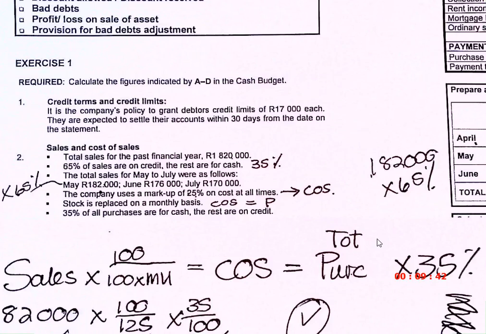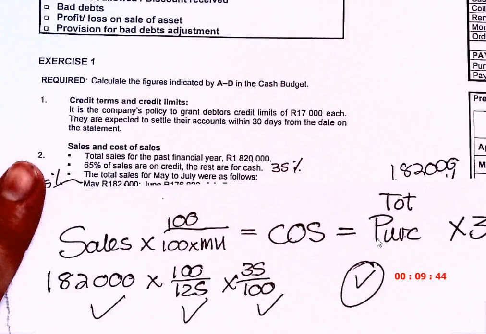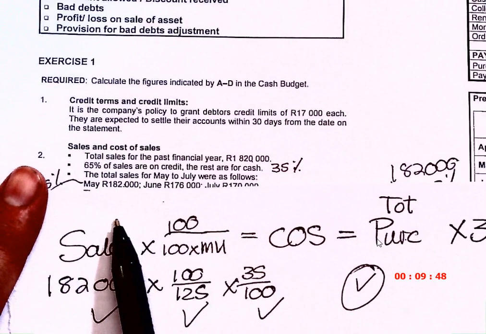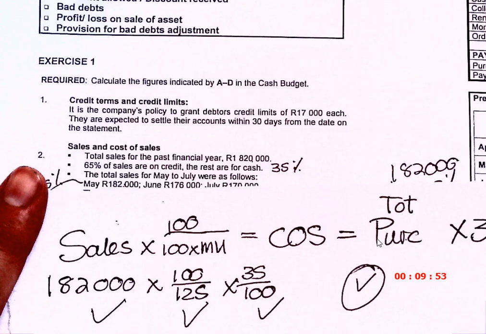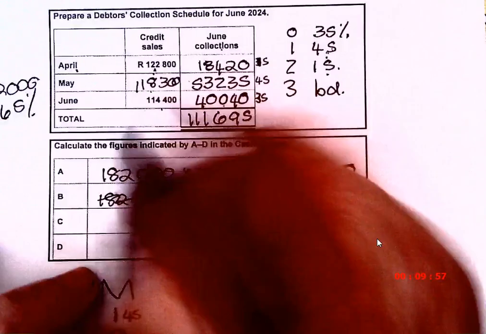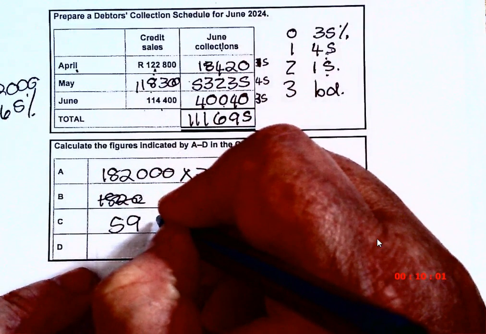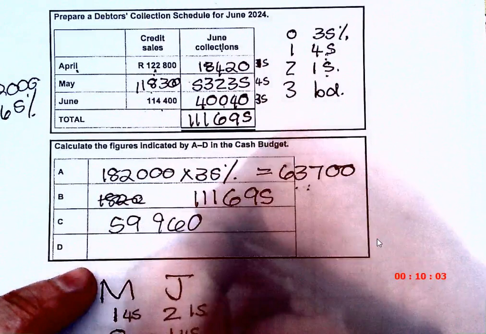So you have 182. The 182 is the sales for May. Okay, with me. So what is the cash purchases? 59,060. Thank you.